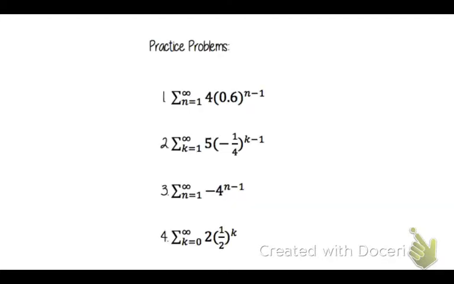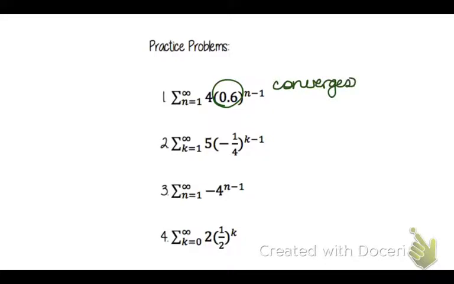So here's just a couple of examples. For number 1, again, we said this notation means that we're summing together all of these values. This number at the bottom says I'm starting at the first term, and then it tells me that I'm going to infinity. So anytime you see that notation, that's what that means. Again, our focus should be on r. So r in this case is 0.6. It's less than 1. So we would say that this series is going to converge.